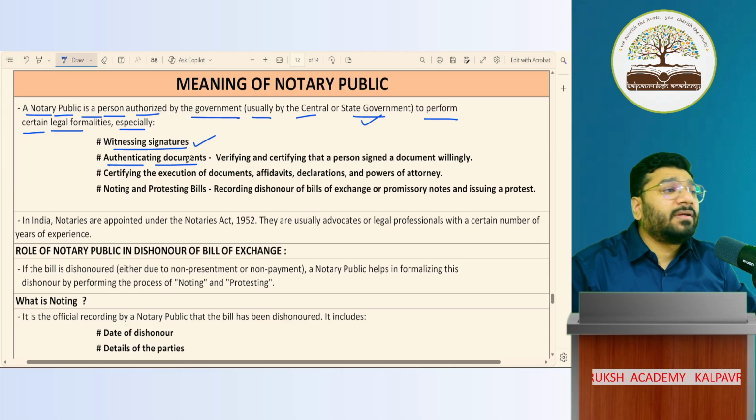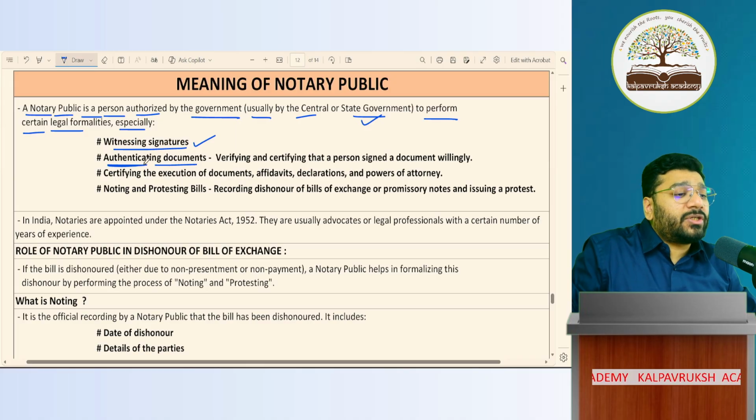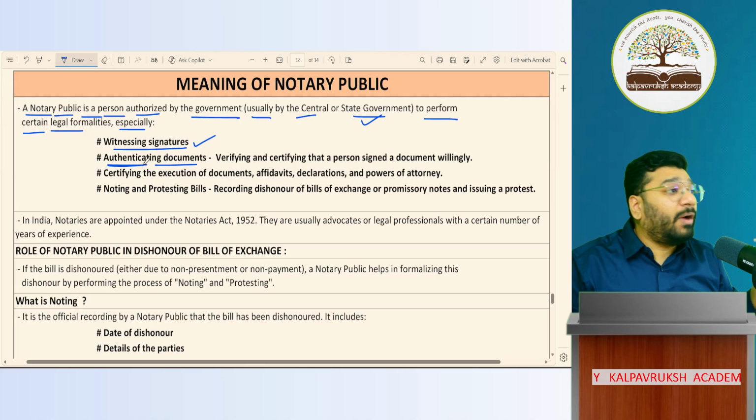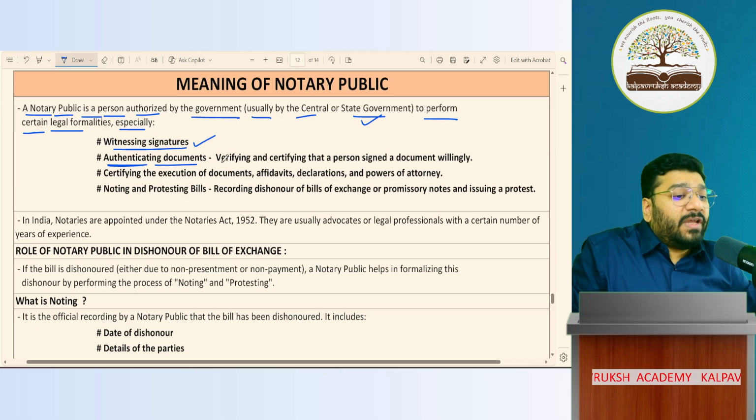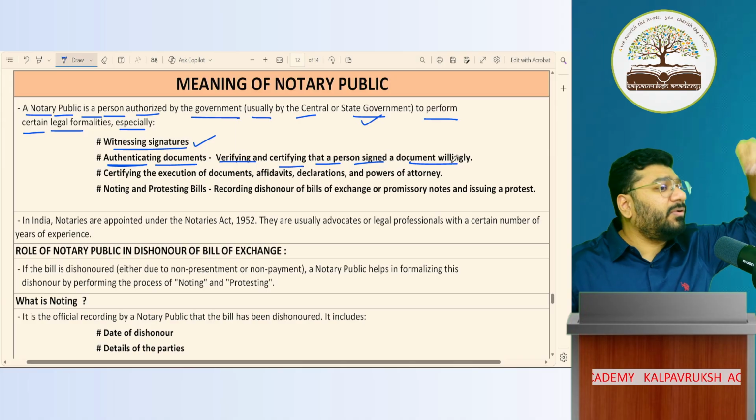This is called attestation. Attestation is authentication. So like that, on multiple documents, you have to get attestation from multiple people, right? So verifying and certifying that a person has signed the document willingly. That is, a document requires attestation.